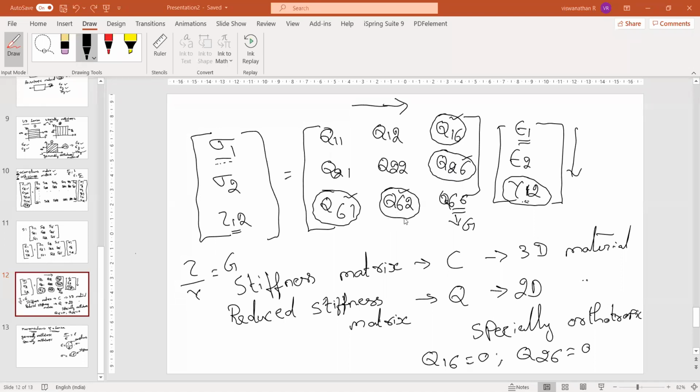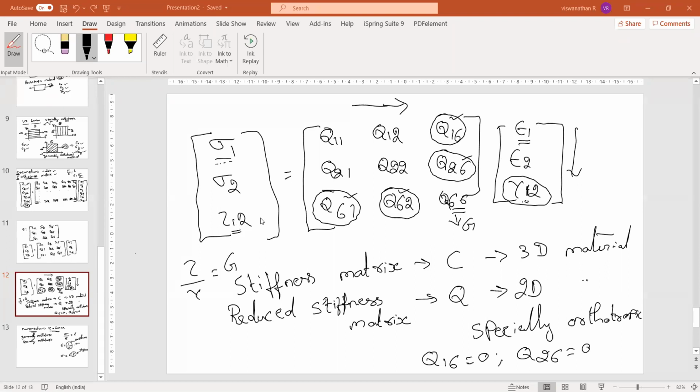But if it's a generally orthotropic material, these terms will be non-zero, meaning if you are applying only shear stress, you will also have extensional strain in the material as well as shear strain. You can have extensional strain for shear stress.